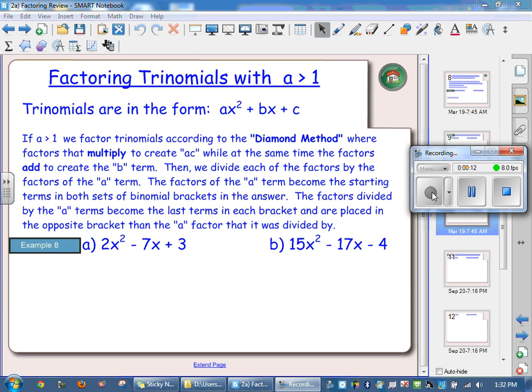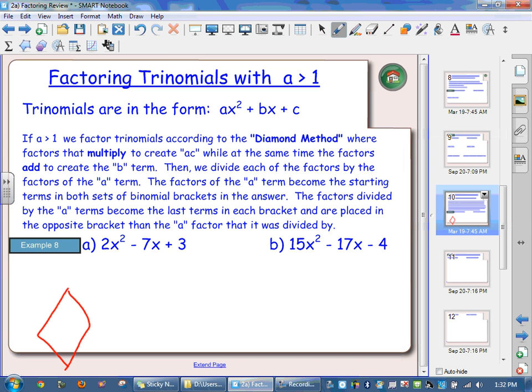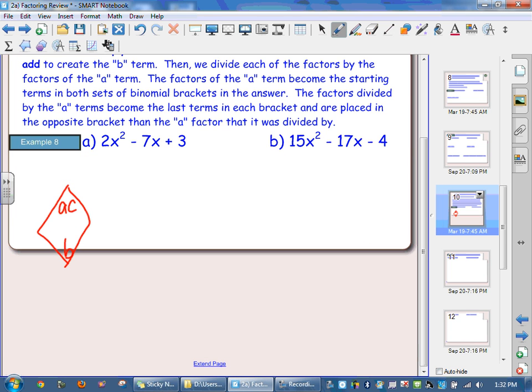So in the blue here we have written, we do our diamond, and the diamond stays the same in respect of, we take a times c on top, and the b number goes in the bottom. Always, always. So let's just do that real quick first. We're going to have 2 times 3 is 6, and I get a negative 7 on the bottom.